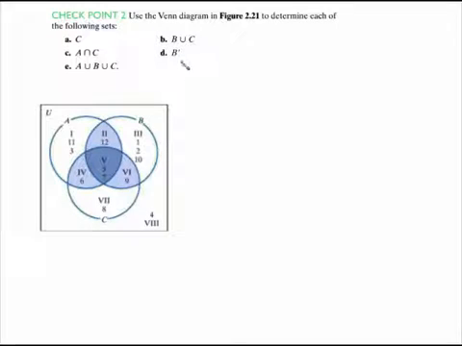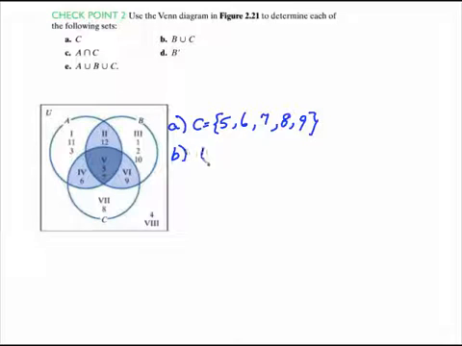Same kind of problem here. Let's use the Venn diagram to do those same things. Set C, this is A, set C is everything here, which is 5, 6, 7, 8, 9. And remember, these are all sets, so be sure you're using your braces when you enter those.